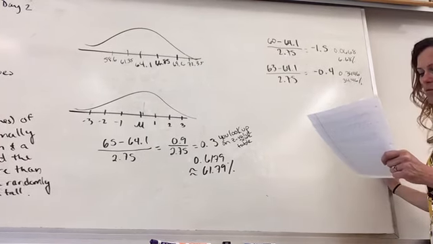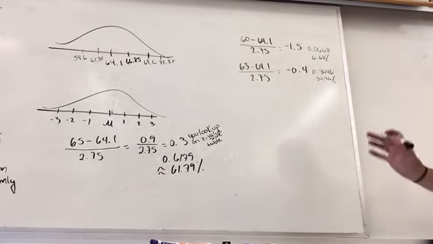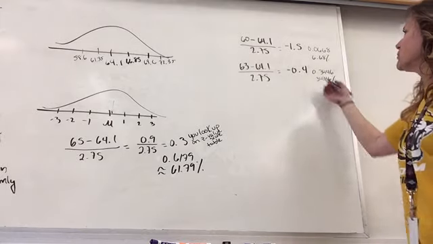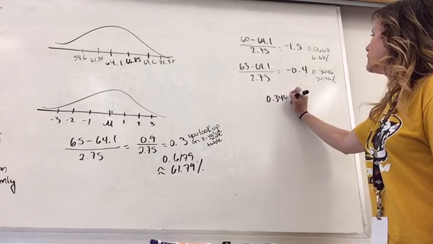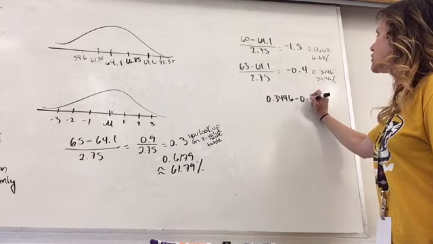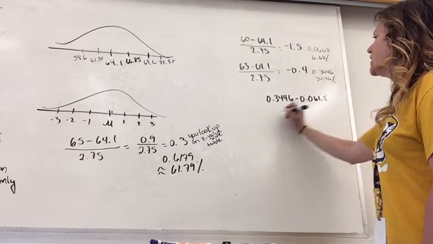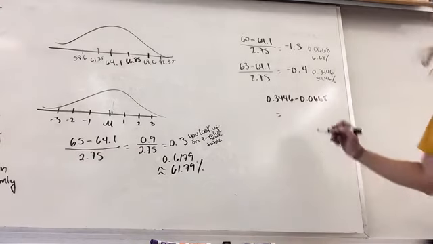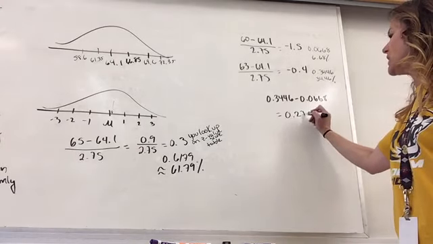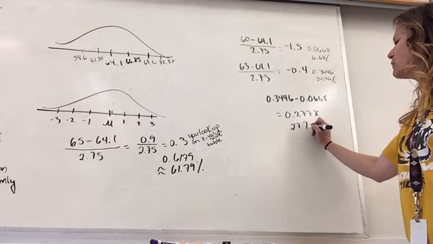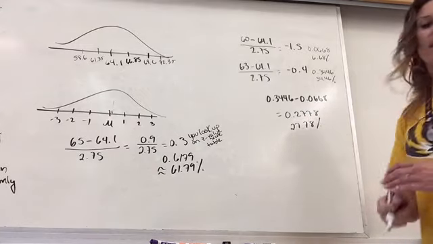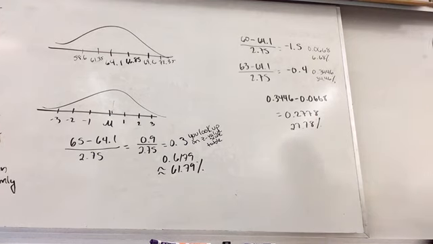Because we want to find the value between them, we're going to subtract. So we're going to say 0.3446 minus that 0.0668. Subtract your values to find the difference between them. We get 0.2778, which translates to 27.78%. So tomorrow, we're going to practice more with z-scores. We're going to look things up on the table and learn how to use that table in class.